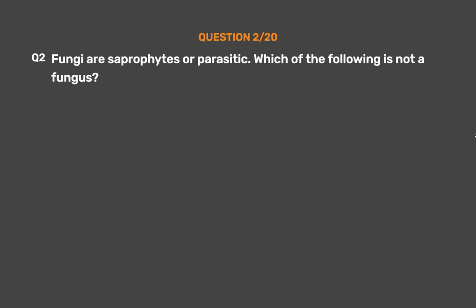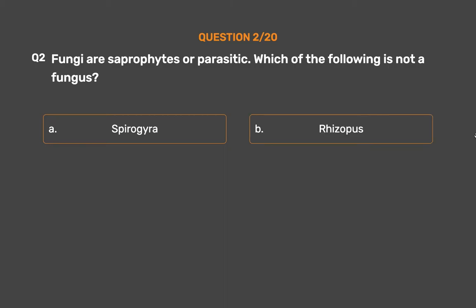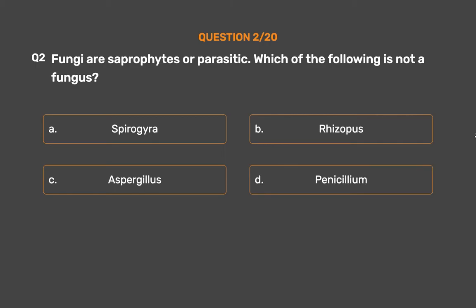Question number 2. Fungi are saprophytes or parasitic. Which of the following is not a fungus? Option A. Spirogyra. Option B. Rhizopus. Option C. Aspergillus. Option D. Penicillium.